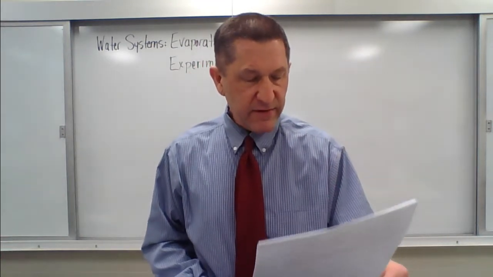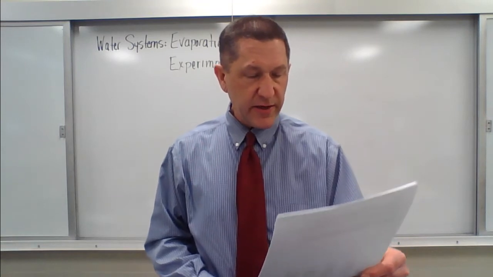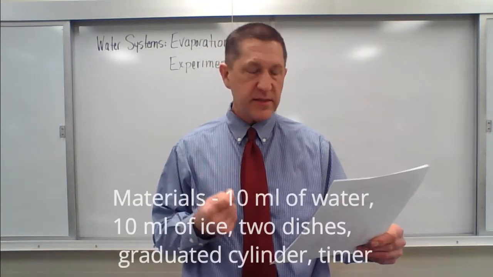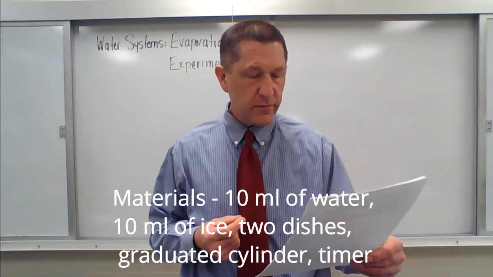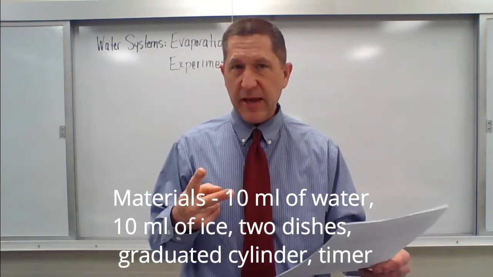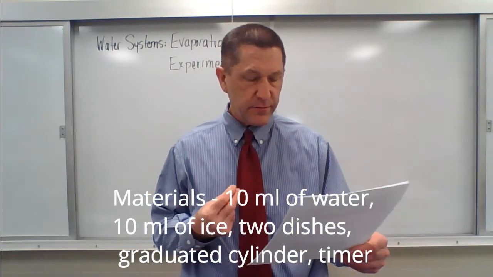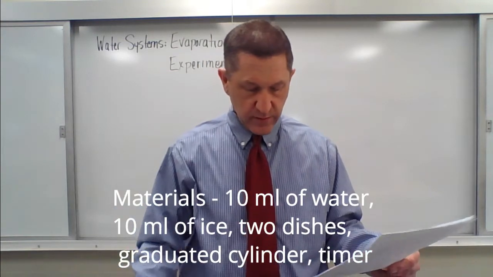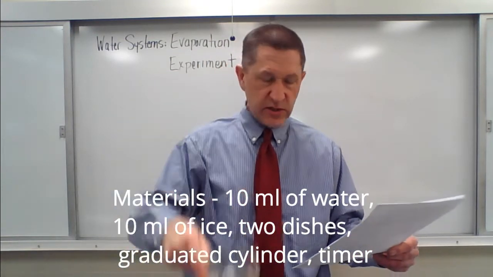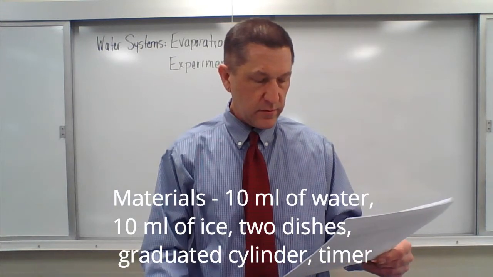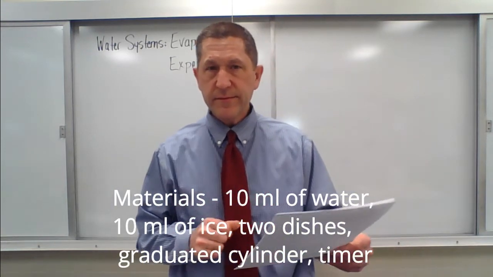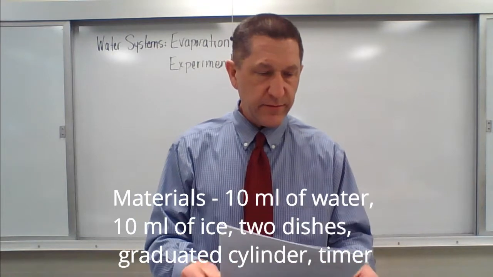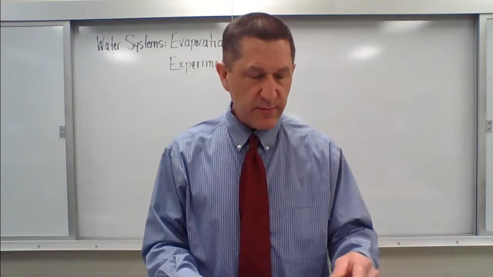Step number 7 are the materials that we need. Well, we're going to need some distilled water or water. We're going to need something to make ice like a refrigerator. We're going to need the graduated cylinder. And we're going to need 2 dishes. A timer. I think that's all that we need. List those things on number 7.